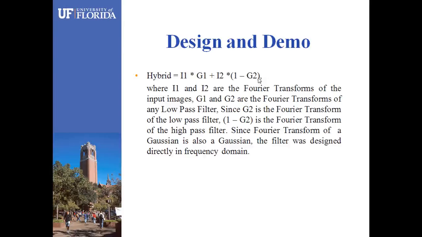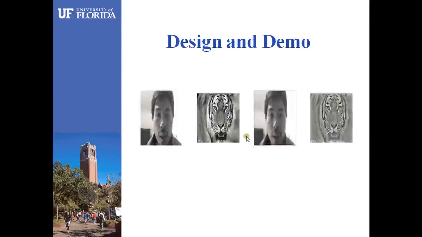Since J2 is a Fourier transform of the low-pass filter, 1 minus J2 is the Fourier transform of the high-pass filter. As the Fourier transform of a Gaussian is also a Gaussian, the filter is designed directly in the frequency domain. And I will demo my project.